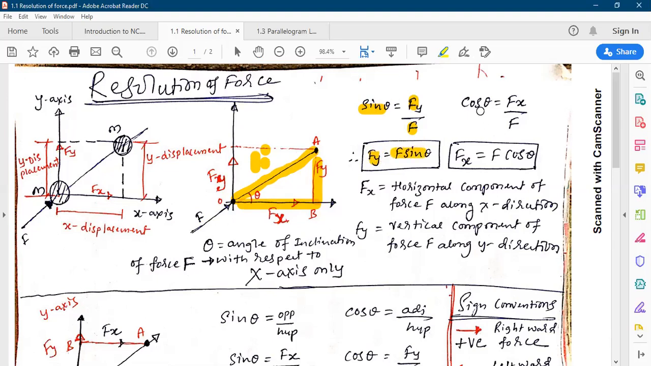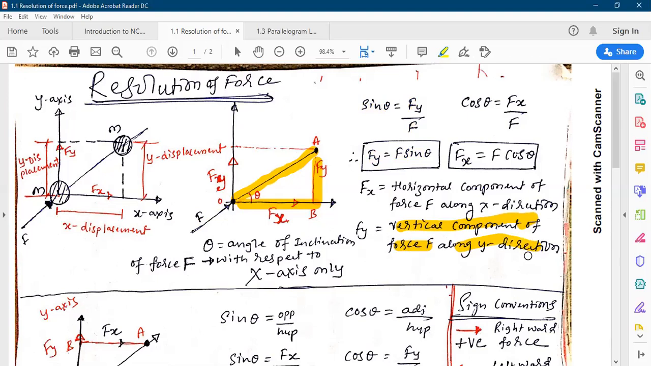Similarly, we can write cos theta is equal to adjacent by hypotenuse, right? Where adjacent side we have Fx, and in the hypotenuse side we have F, so that we can write Fx is equal to F cos theta. So here Fx indicates the horizontal component of force F along x direction. Similarly, Fy indicates the vertical component of force F along y direction.